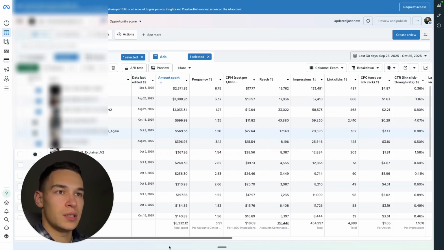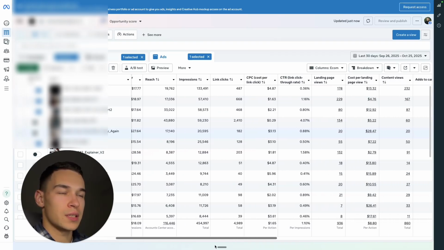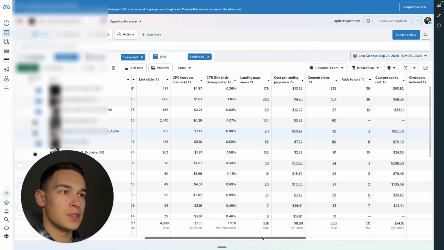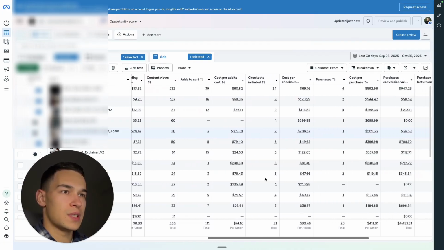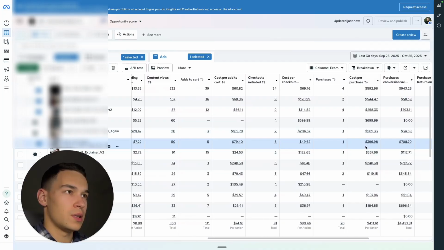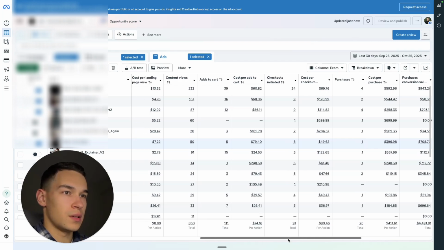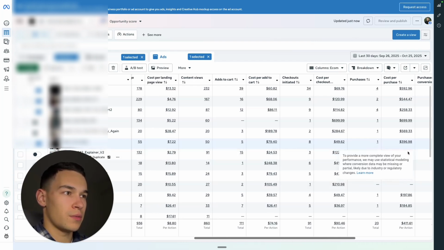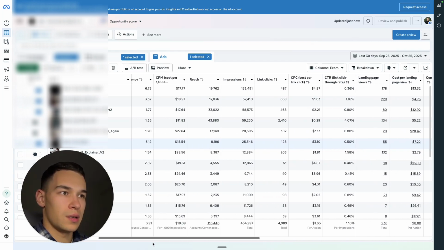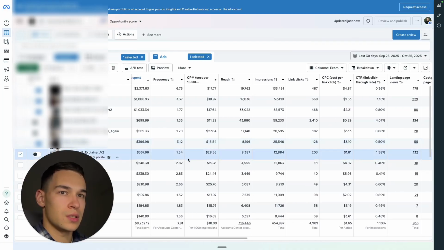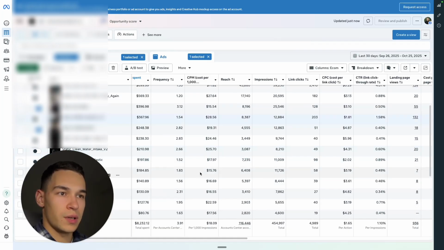We have the next ad here. 3x frequency, okay, 15 bucks CPM, $3 per click, 0.5 CTR. We have some add to carts, some checkouts, one sale, $700 value. Okay, this is good. We can just leave it. The next one, again, we have lots of add to carts, a couple of checkouts. Good click, low frequency, so I would leave it as well. It's already turned off.